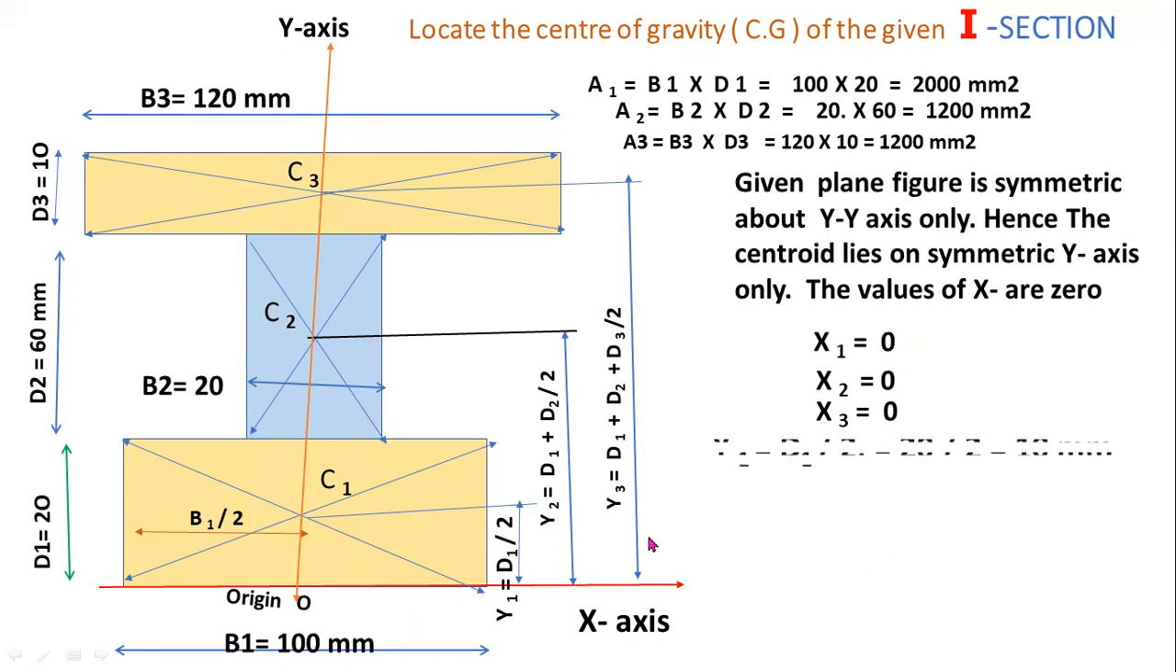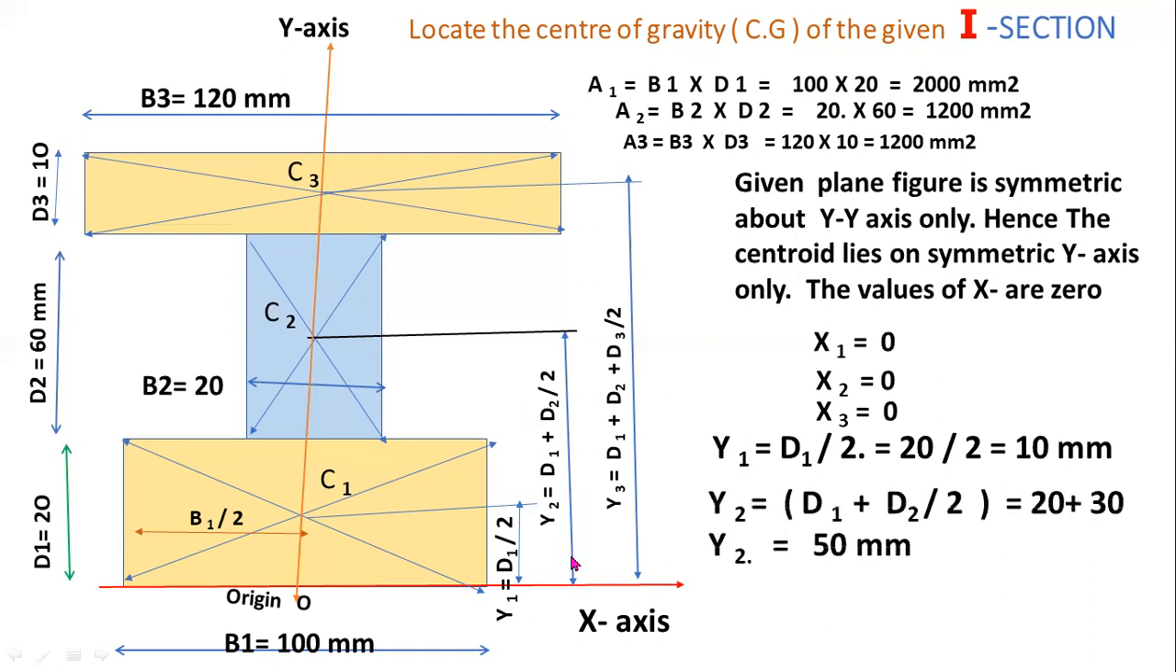Now y1 equal to d1 by 2, that value equal to 20 by 2 equal to 10 mm. Now y2 equal to d1 plus d2 by 2. d1 equal to 20 plus d2 by 2, d2 equal to 60, so d2 by 2 equal to 30. That value y2 equal to 50 mm.